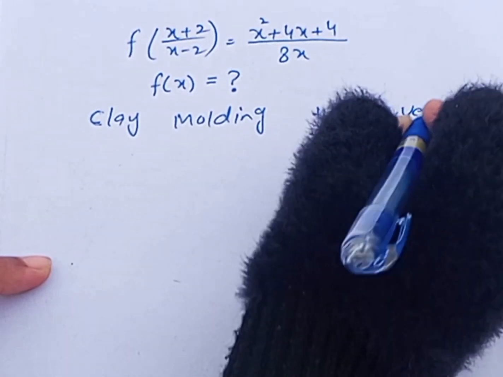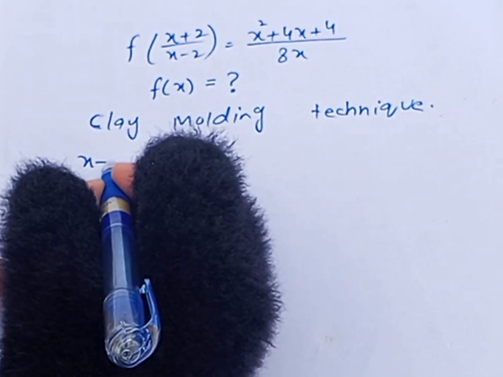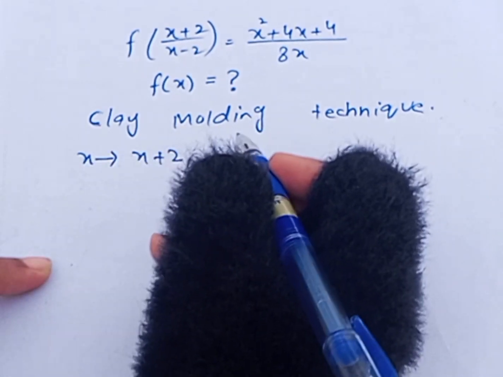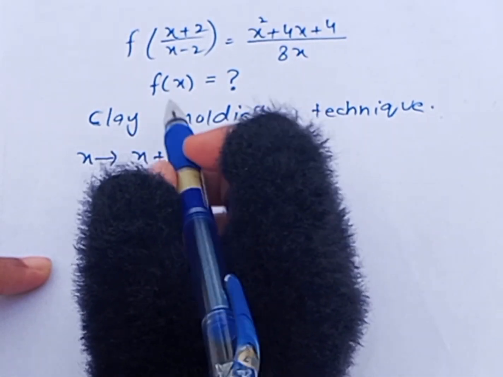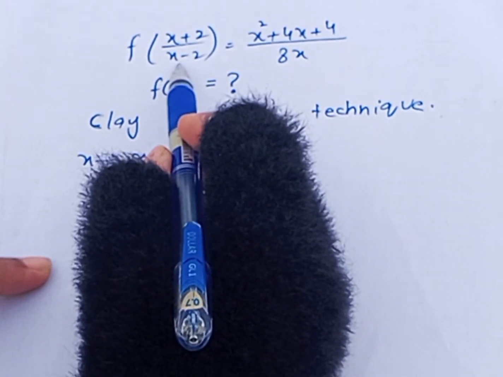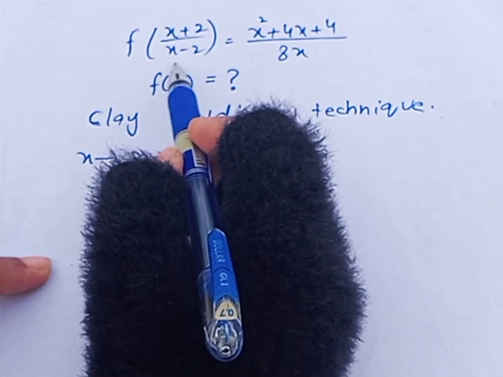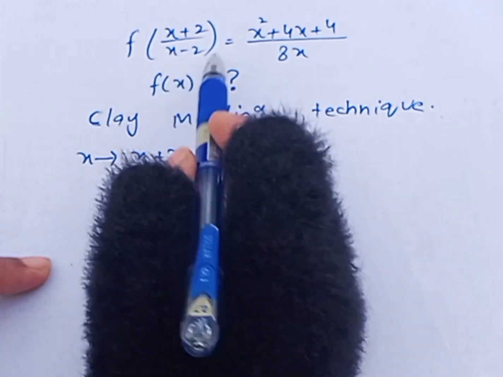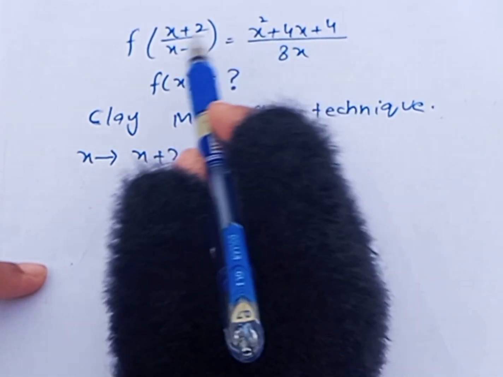So let's start. In this technique, we replace x by x plus 2. Why do we do this? What is our purpose for doing this? Because our goal is to make the denominator x. So that is why we replace x by x plus 2. If we do this, then the denominator will become x. So we replace x by x plus 2 in both sides.